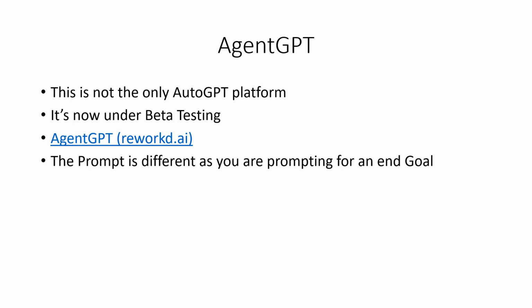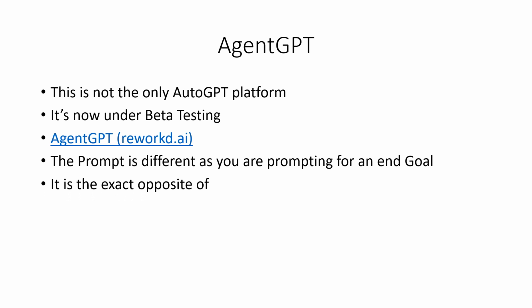Remember how we said that what we want to do is give the AI smaller chunks, small bits of information? Well, that's not the case with Agent GPT. That's not the case with Auto GPT. We're trying to get to an end goal, so we've got to go to the AI and ask it for the end goal. This is the exact opposite of what we've been saying.